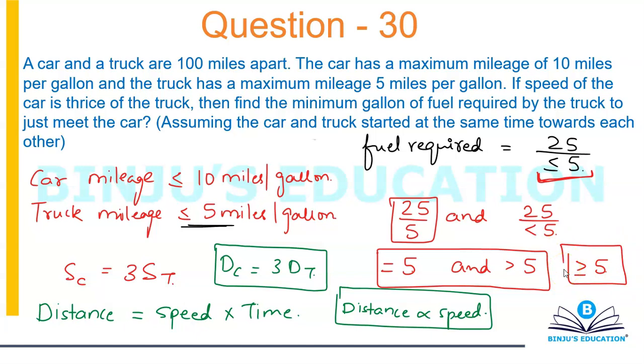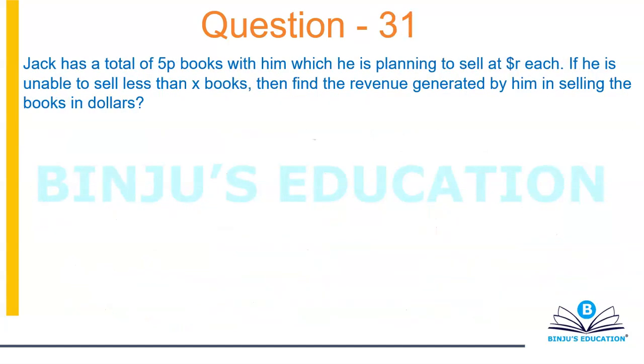The question is, find the minimum gallons of fuel required. The minimum gallons of fuel required is equal to 5, and that is your answer. Okay. Alright guys, let's move on. Okay, pause the video and try this question please.